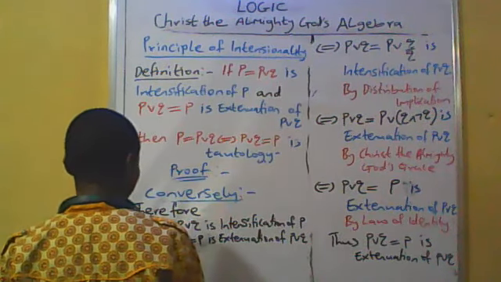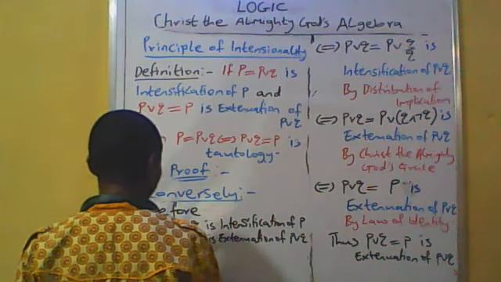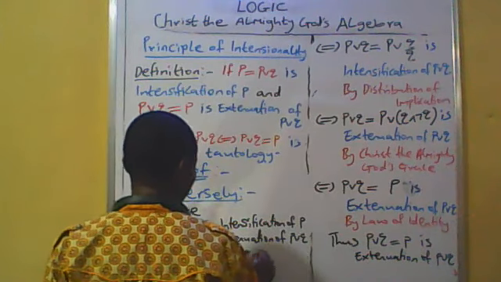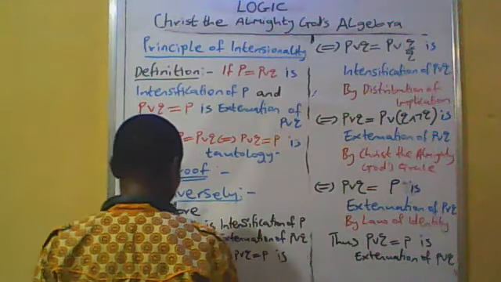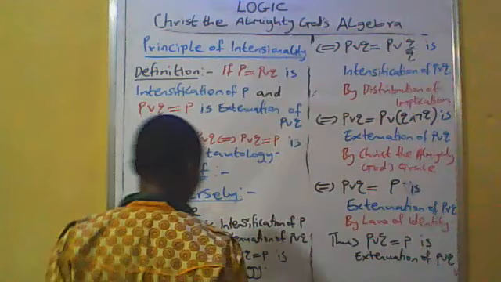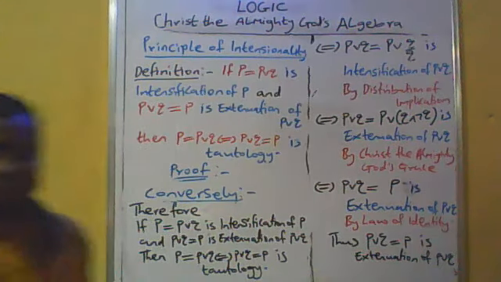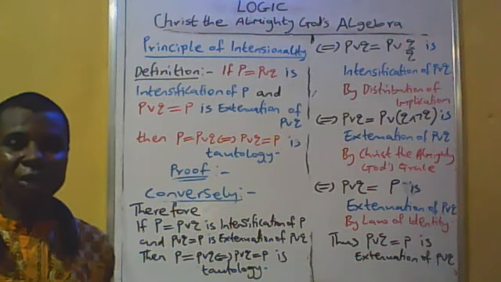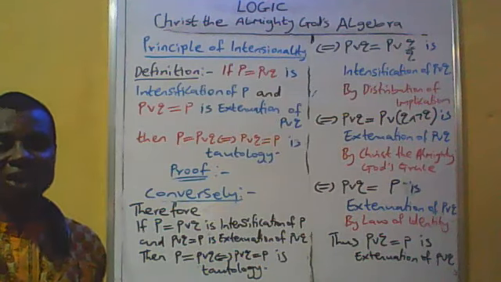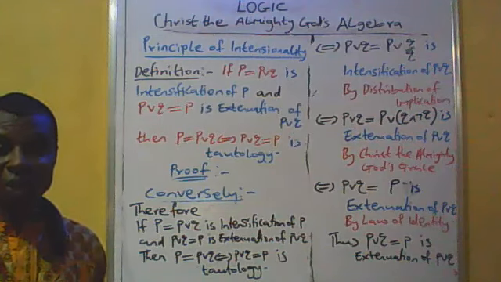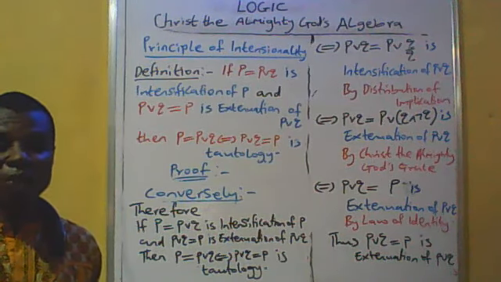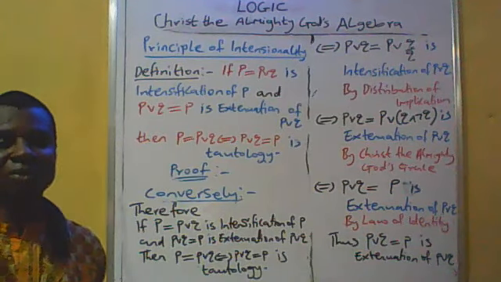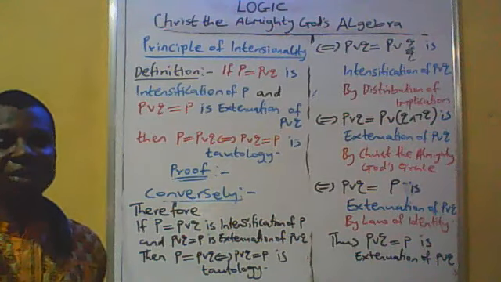then P is equal to P or Q if and only if P or Q is equal to P is a tautology. Since we have now proved that P equal to P or Q is an intensification of P and P or Q equal to P is an extenuation of P or Q, we then say that P is equal to P or Q if and only if P or Q is equal to P. This is the principle of intentionality. So the principle of intentionality exists. Thank you, viewers.